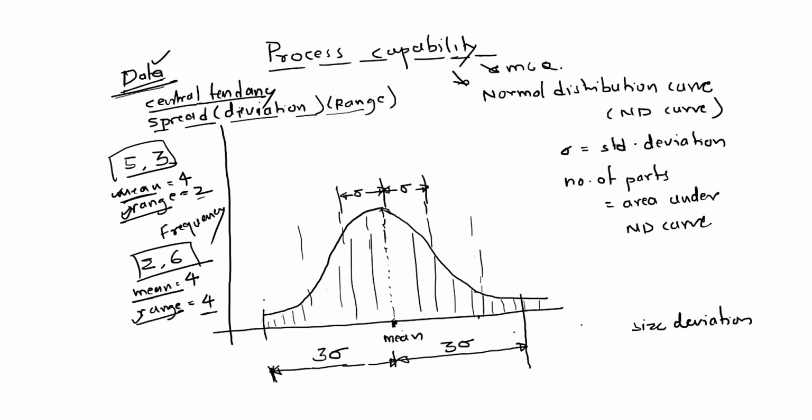Here also this data is defined. One is by the mean and another is by the spread. In this case it is sigma. Sigma indicates the spread of a data. So this is normal distribution curve.